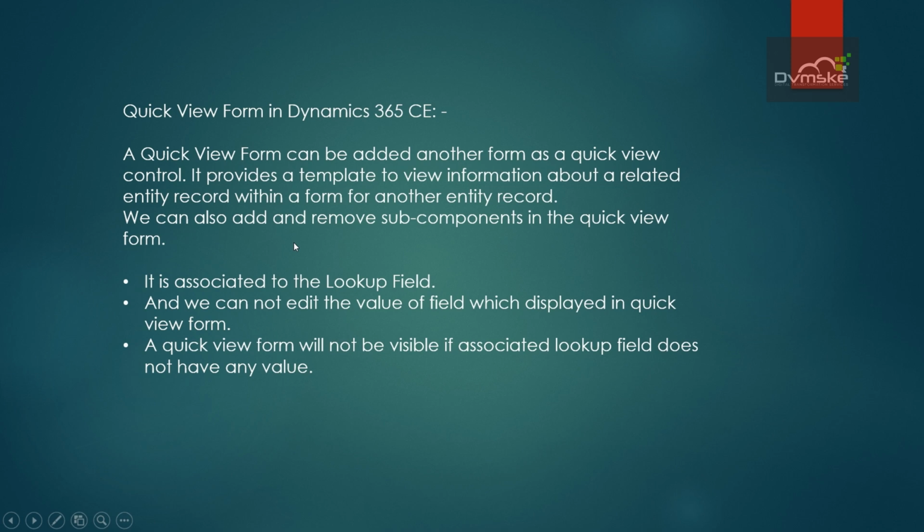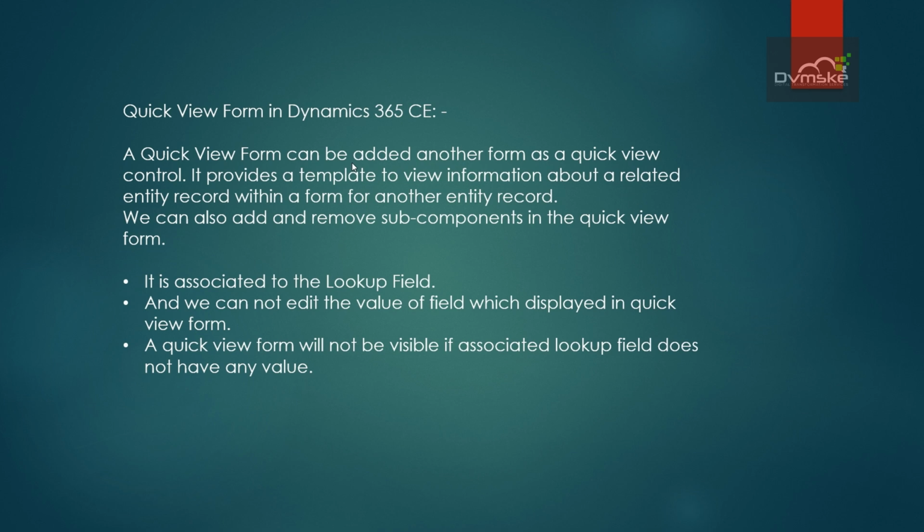A quick view form can be added to another form as a quick view control. It provides a template to view information about a related entity record within a form for another entity record. We can also add and remove subcomponents in the quick view form, and it is associated with the lookup field. We cannot edit the value of a field displayed in the quick view form, and it will not be visible if the associated lookup field does not have any value.